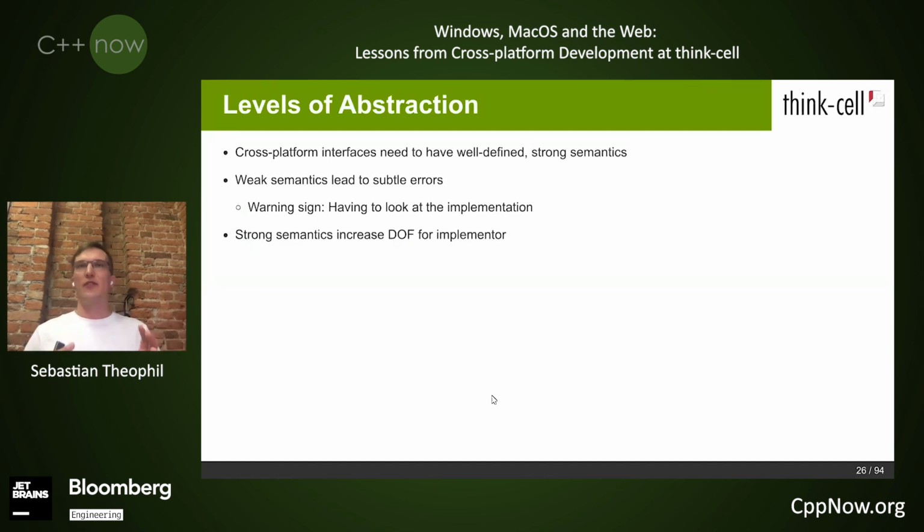So I'm saying that cross-platform interfaces need to have very well-defined and strong semantics, and that's something that has worked very well for us. If you're introducing interfaces with too weak semantics, then you may introduce subtle errors. The contract of the function is not strong enough. You don't know how that would be implemented on each operating system. And you start maybe digging into the implementation to find out. And this is a big warning sign. If you have to go through the implementation to find out what this really does on one of the operating systems, then the semantics of your function weren't well defined.